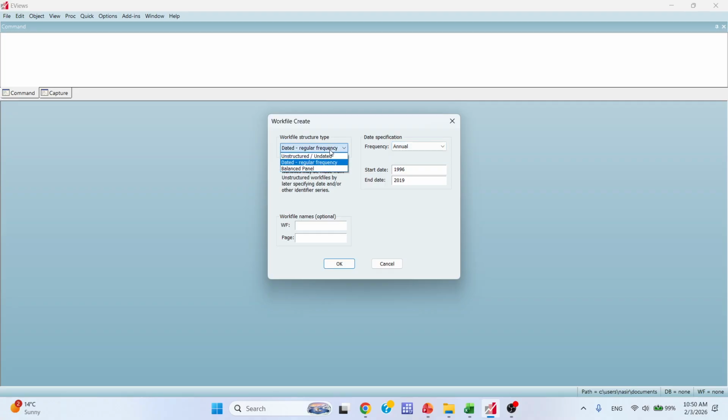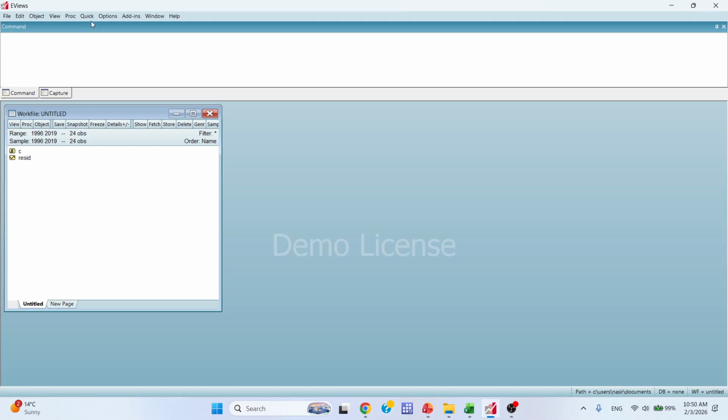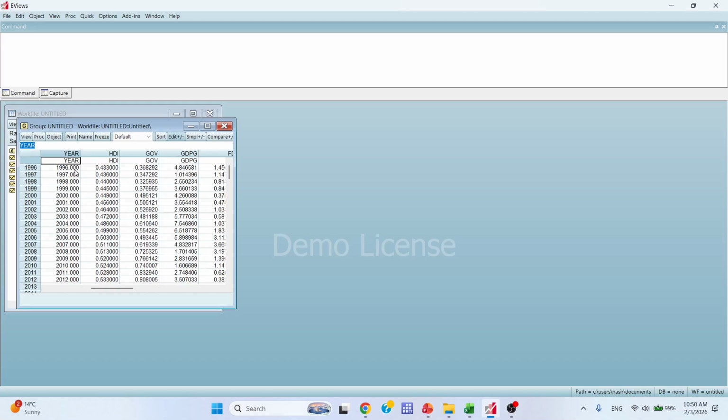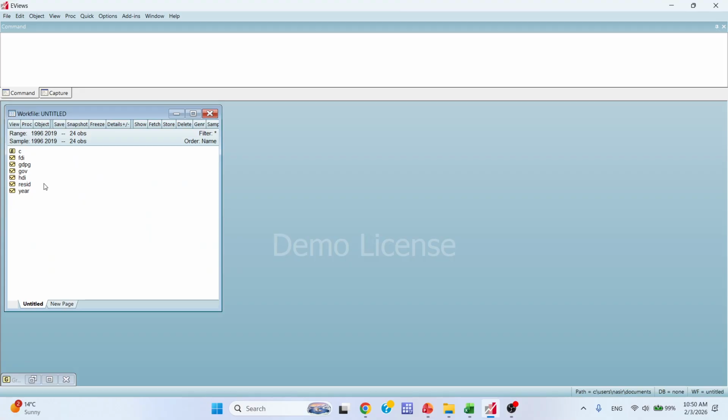From these options you have to select whether your data is time series, panel, or balanced panel. As for the time being we are taking the time series data, we are going with the option dated regular frequency. Then click on OK. After that, go to Quick, then click on Empty Group, and here you have to paste all of your data set. Now you can see that our data is present here in EViews.